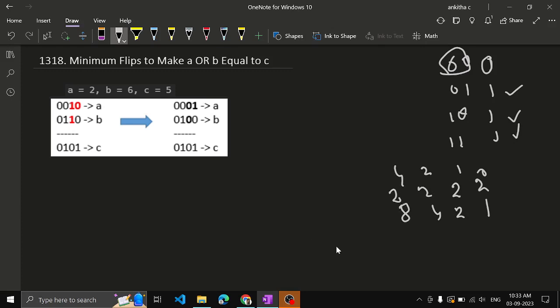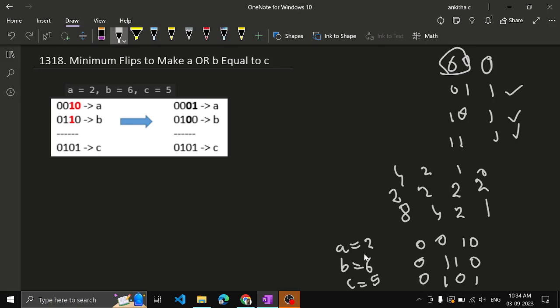So if A equal to 2, how do you represent it? Except for the bit for 2, all the bits will be 0. Then for B equal to 6, 4 plus 2 will be 6, so those two bits will be 1, the other bits will be 0. Again for C equal to 5, 4 plus 1 is 5, so those two bits will be 1, the other bits will be 0. This is how we represent a given number in a binary format.